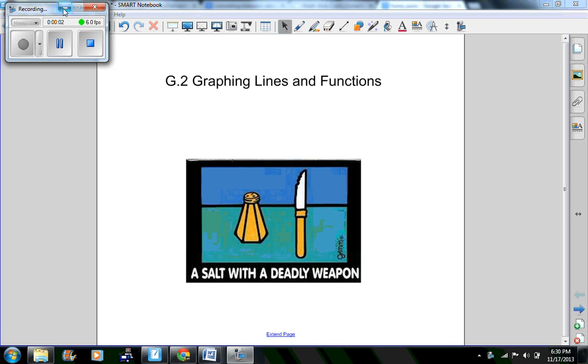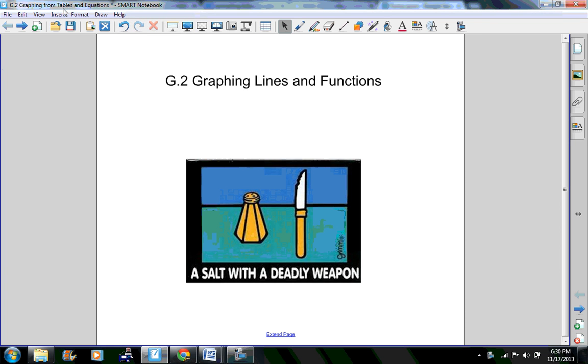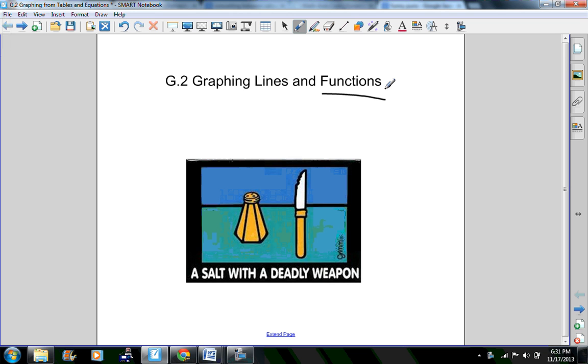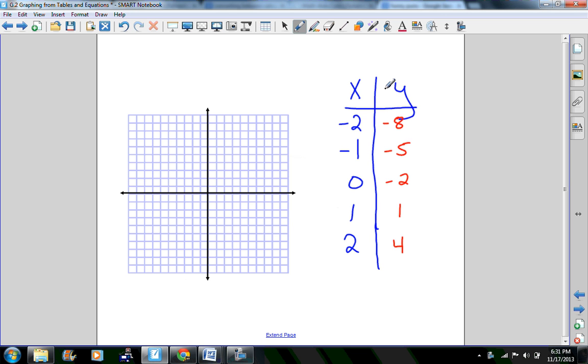All right, we're going to start working on graphing lines. And anytime you see the word function here, functions are just equations. Okay, so if we say lines, functions, equations, they all mean the same thing. So it really doesn't matter what they're described. So we're going to be working with graphing, but always in the form of a table. So sometimes the table is going to be given to you like this, and we have to graph.